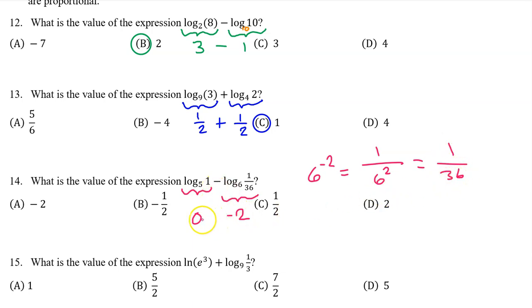So we have 0 minus negative 2. Be really careful right here. We have 0 minus this expression. That's 0 minus negative 2. Of course, that's really 0 plus 2. So the answer is positive 2, which is D. I have a feeling that several students will accidentally pick A, thinking that it's negative 2.